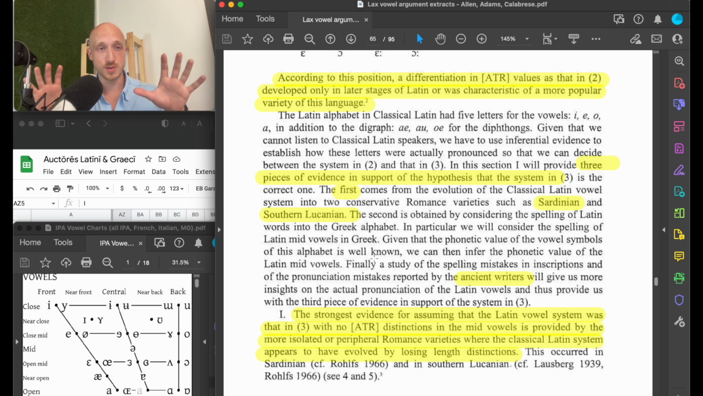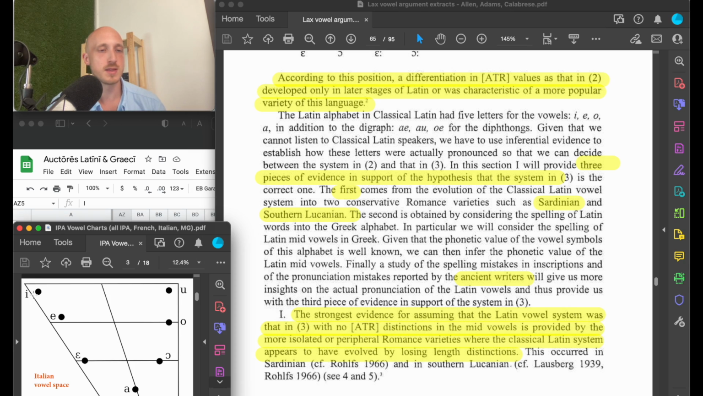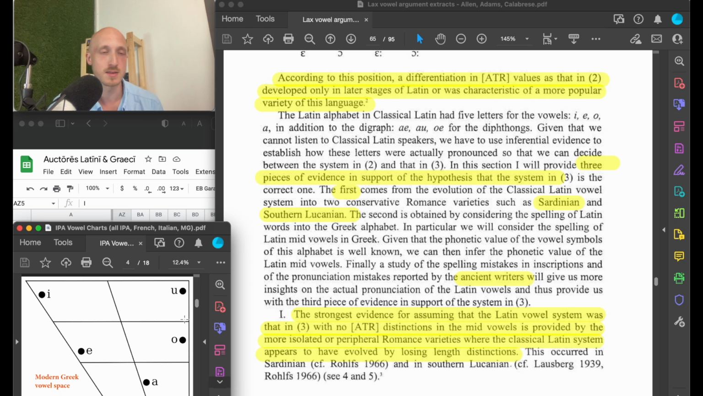Now, most of the transcriptions that he looks at are not of the early Koine or the Attic time period. They're up in the Republic and Imperial times, where the ancient Greek vowels have less of a vowel space like this and more one like this. So it ends up actually not being relevant.